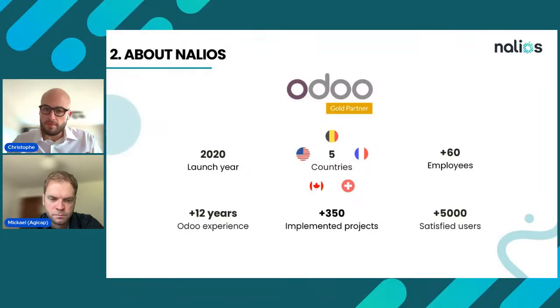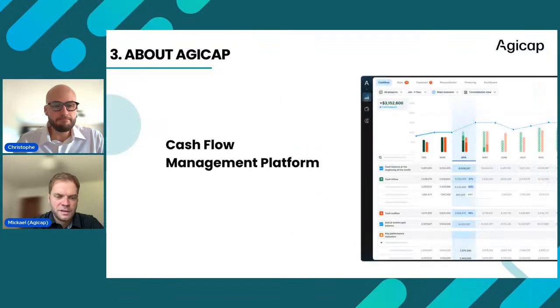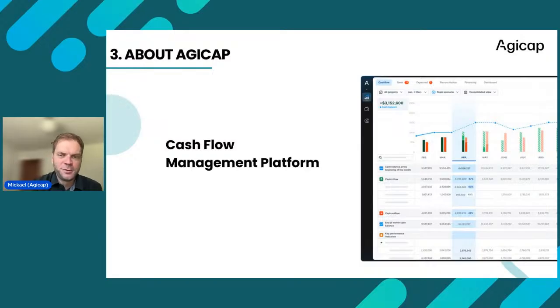And so let's now dig deeper into Agicap, and I'm going to hand over to Mickaël so he can explain a little bit more about Agicap. Yes, a few words about Agicap, 3 slides, we'll keep it really short. So Agicap is a cash flow management and cash flow forecasting software that you will see integrates seamlessly with Odoo.